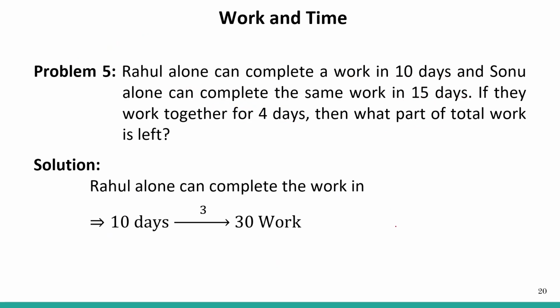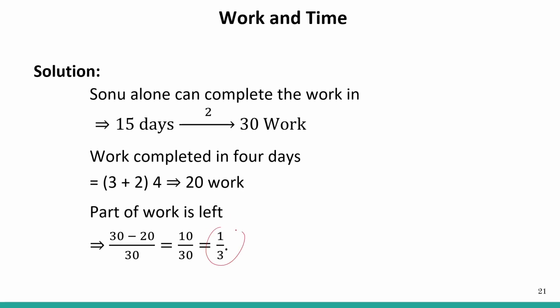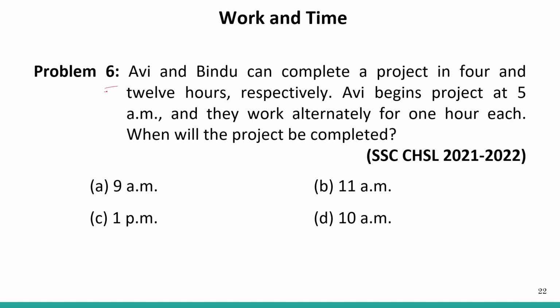So let's go forward with the solution. So Rahul alone can complete the work in 10 days, right? So 30 work. So this is how we'll arrive at 1 by 3. Part of work left is equal to 1 minus the amount of work done. That was 4 by 6. So it becomes 1 by 3. Okay. So let's see problem number 6.